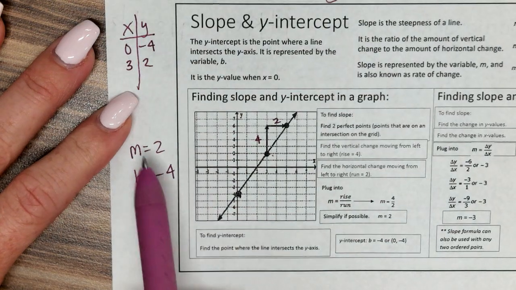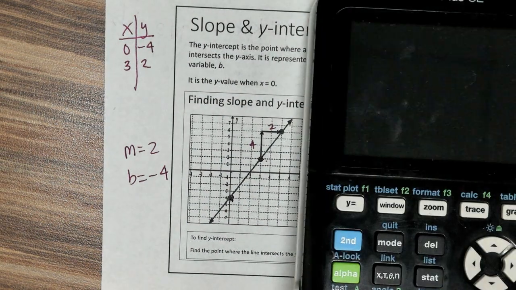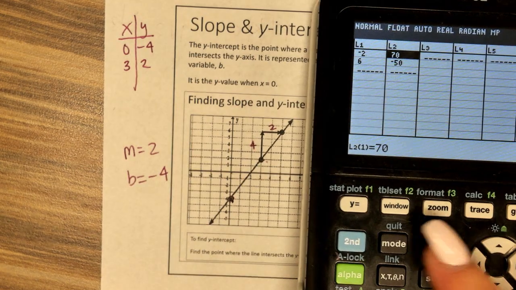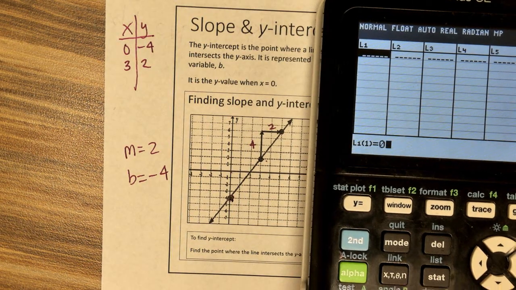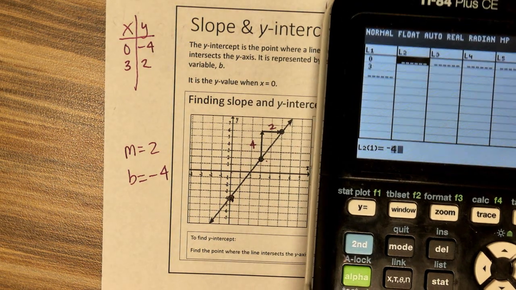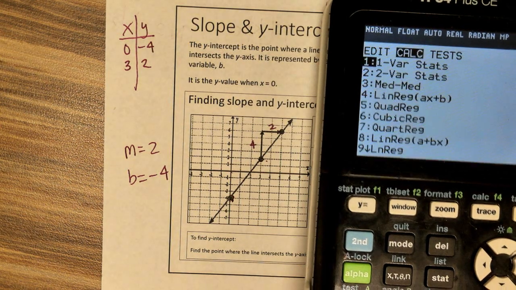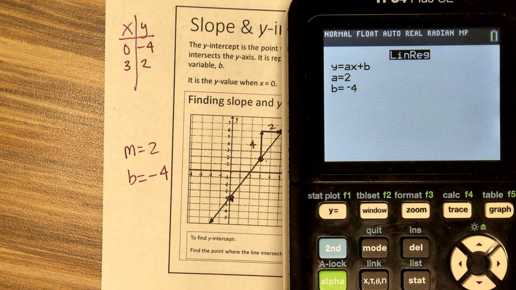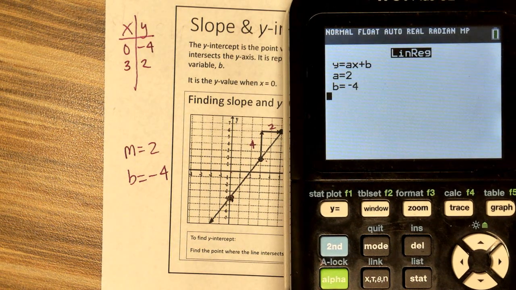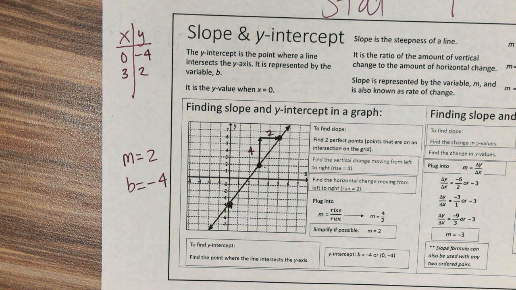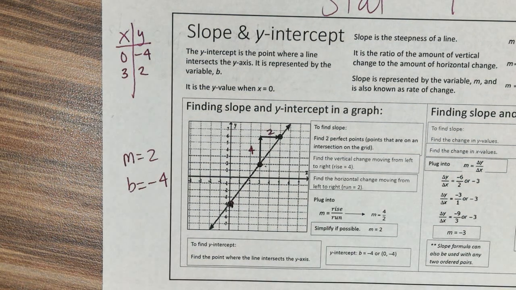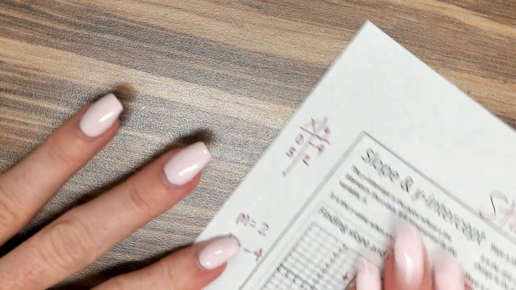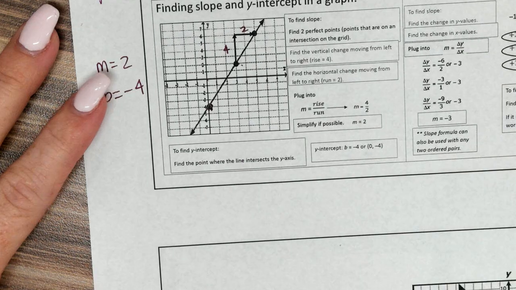I should get this answer if I did it right. So I go to Stat Edit, put in 0, 3, put in -4, 2, Stat Calc. Did I get the same exact answer? Yes. So it doesn't matter which way you do it. The biggest problem is if you use rise over run, you might count by the wrong number, and you might forget the negative if it's going down, which this was going up.